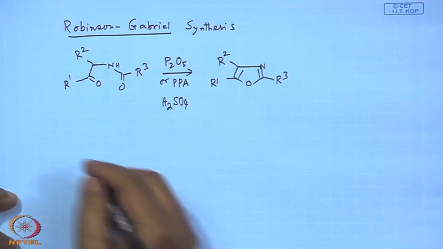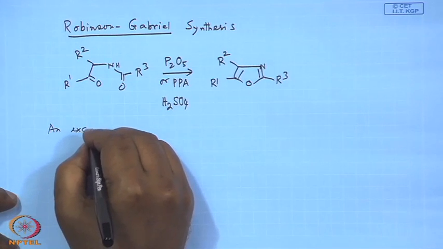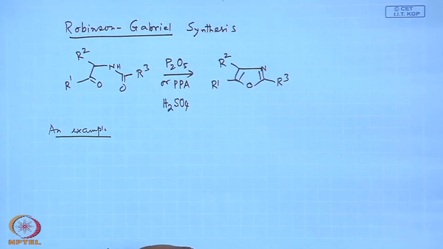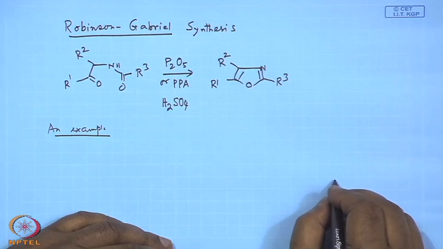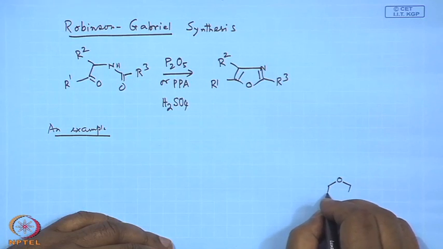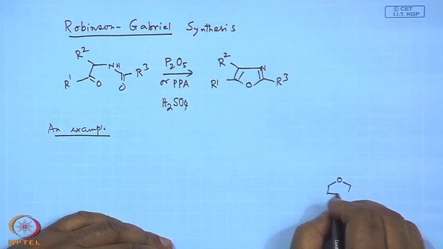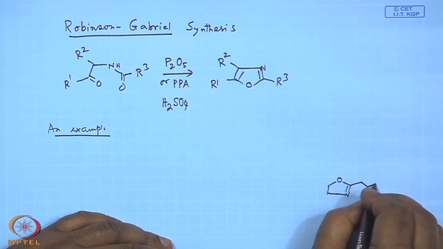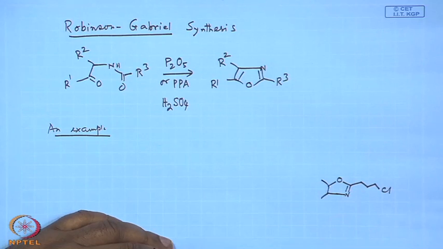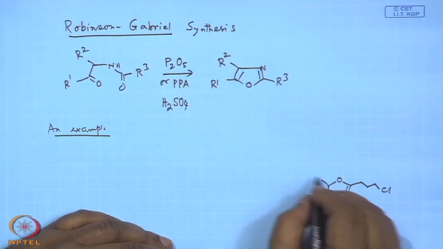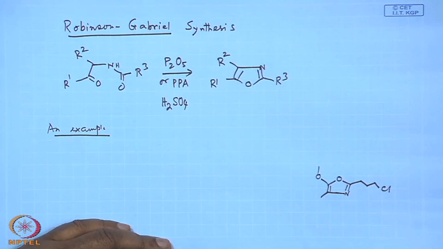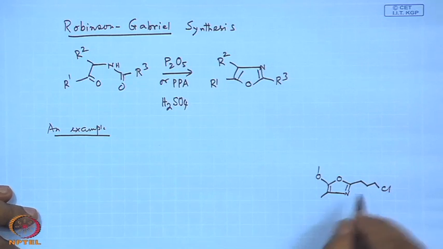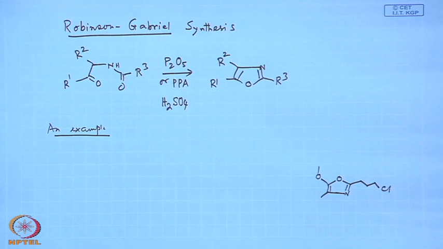Now, let us take an example from somewhat recent literature. Let us say we want to make an oxazole of this kind. It's a functionalized one. You have a chlorine substituent somewhere, then a methoxy substituent, and this nitrogen here in the oxazole, and the methyl group. So how do we make this molecule?